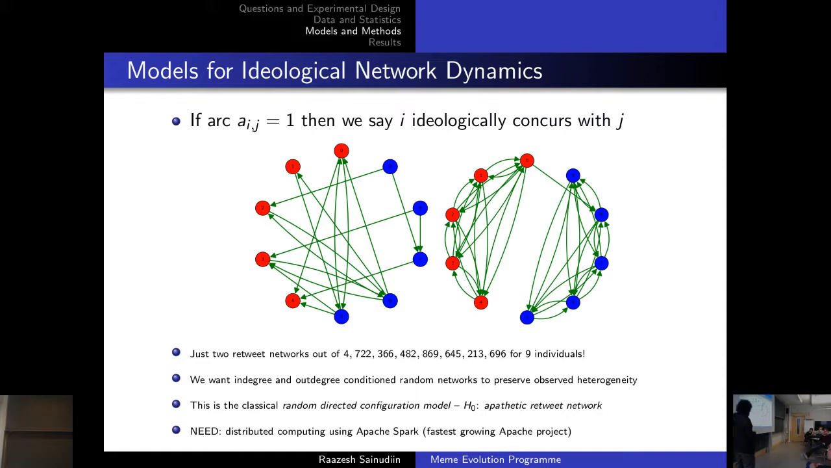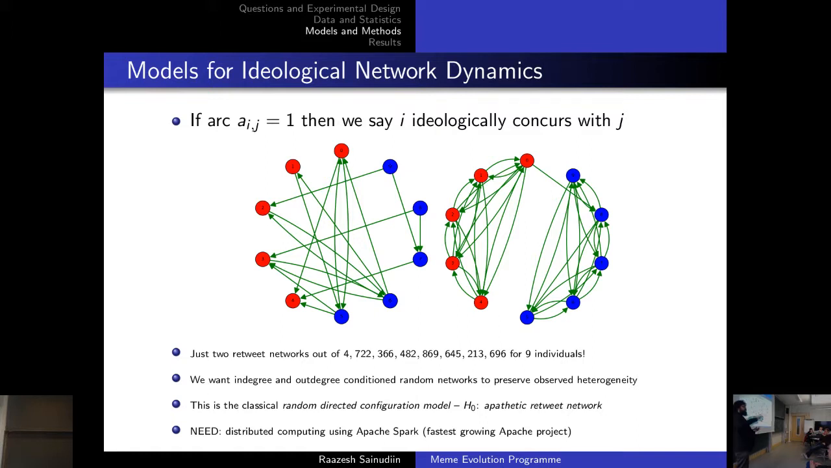So then just two retweet networks out of, so even for nine individuals, there's a lot of possibilities, right? So you cannot do anything exhaustively. You have to, from first principles, start doing things probabilistically. So what we really want is in degree and out degree.